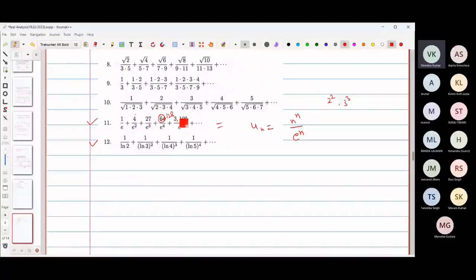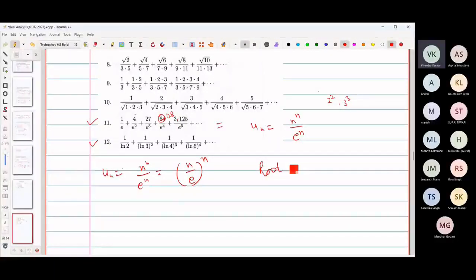Absolutely. This is 5 to the power 5, which will come as 3125. So this is un. What test can you apply? un is n to the power n over e to the power n, or (n by e) to the power n. Now, which test can you apply? Do you remember? Root test.